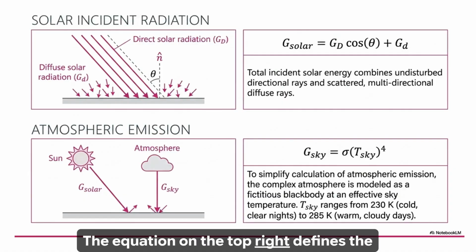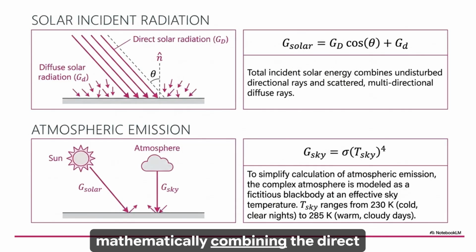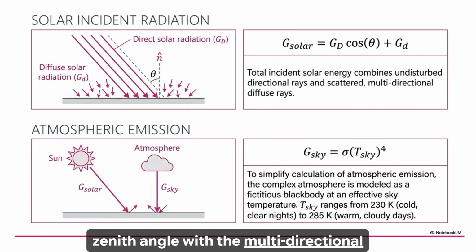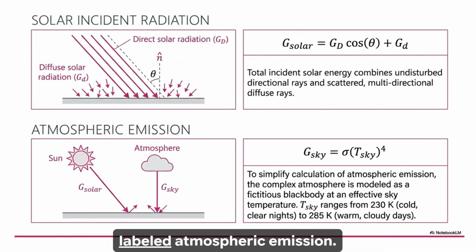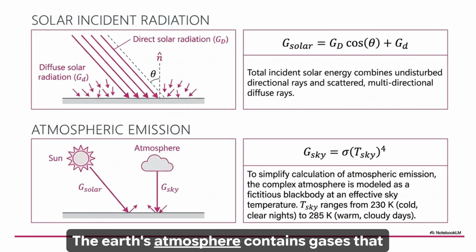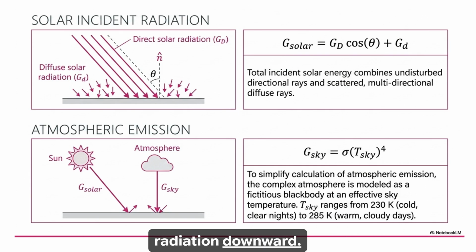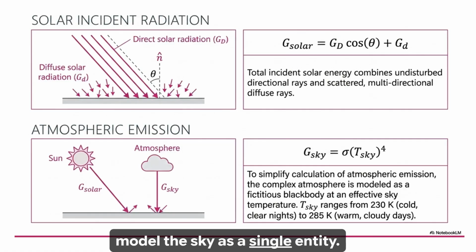The equation on the top right defines the total incident solar energy on a surface, mathematically combining the directional rays scaled by the cosine of our zenith angle with the multi-directional diffuse rays. Now look at the bottom half of the slide, labeled atmospheric emission. The Earth's atmosphere contains gases that absorb heat and emit their own thermal radiation downward. To make this calculation manageable, we model the sky as a single entity.